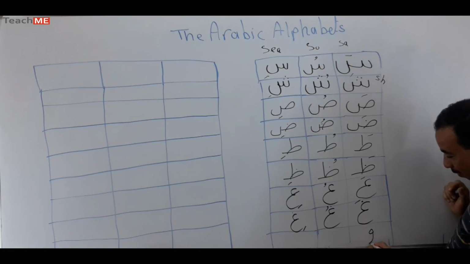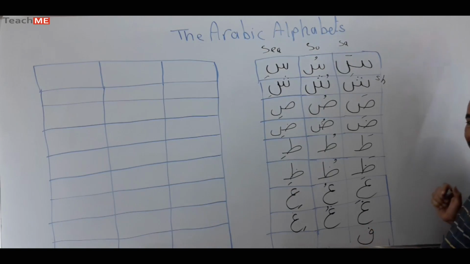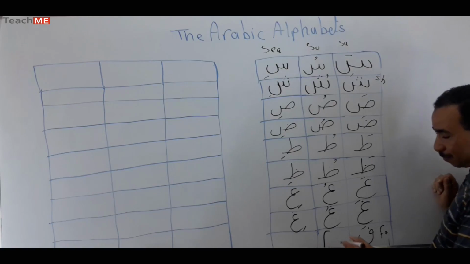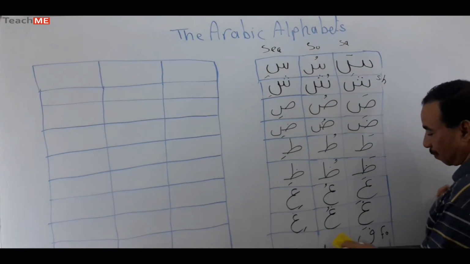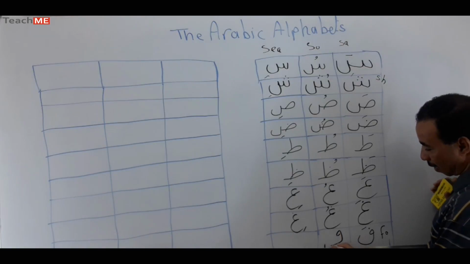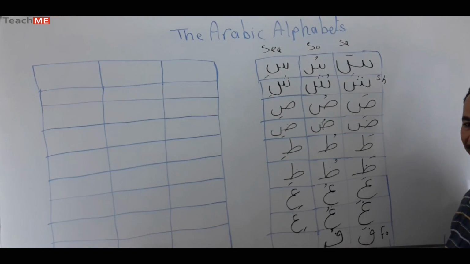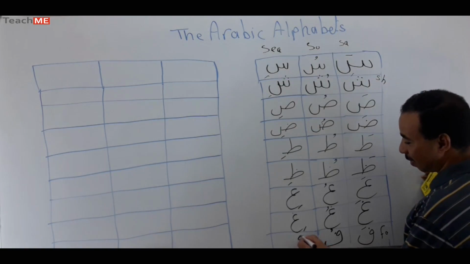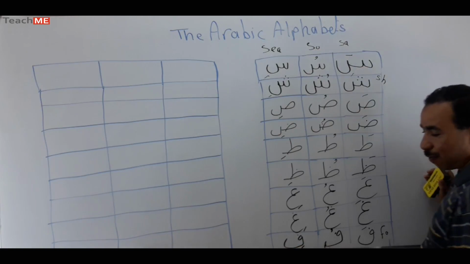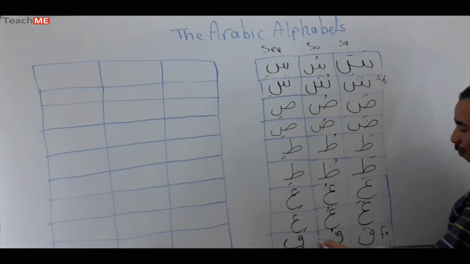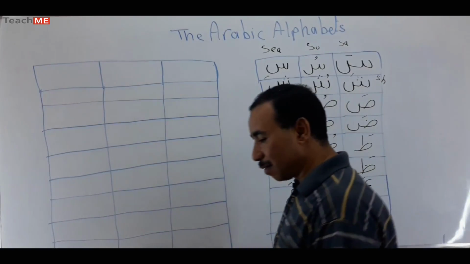After that, Fa, like this, and it has a dot. With fatha, fa. With dhamma, fu. With kasra, fi. Fa, fu, fi.